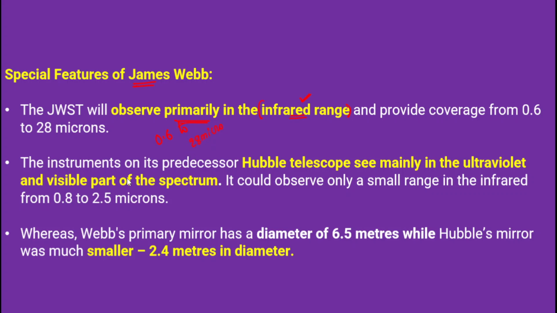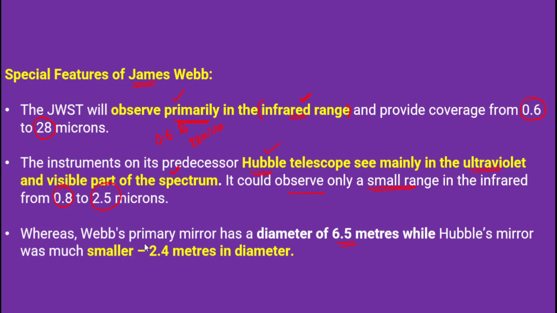So the instruments on its predecessor, the Hubble telescope, so the earlier telescope was called the Hubble telescope. Okay, so Hubble telescope sees mainly through the ultraviolet and visible part of the spectrum. However, it could observe only a small range of infrared from 0.8 to 0.5 microns. However, if you look at the James Webb Telescope, it has a coverage of 0.6 to 28 microns. So therefore the James Webb Telescope is more powerful. James Webb's primary mirror has a diameter of around 6.5 meters.